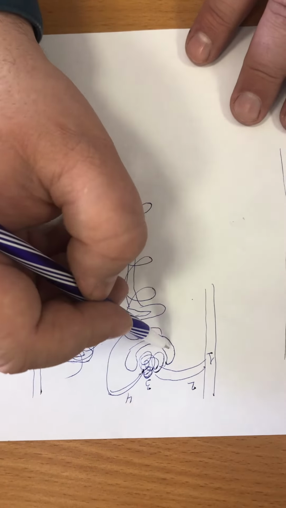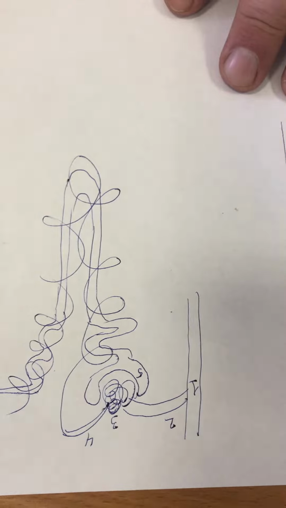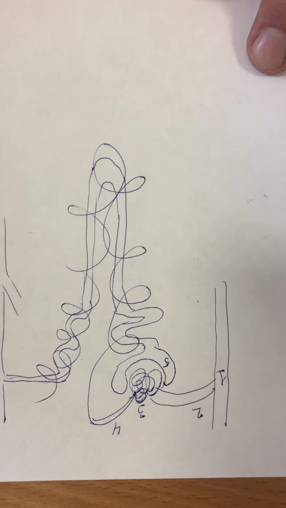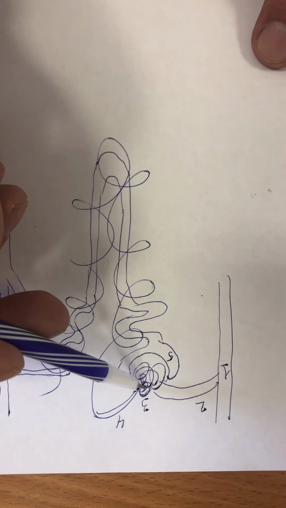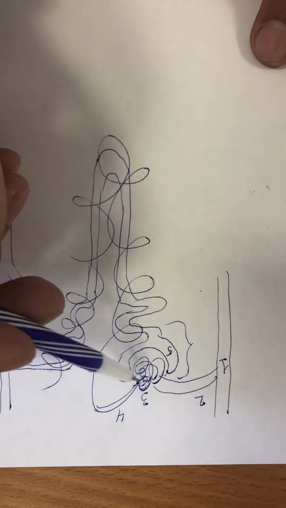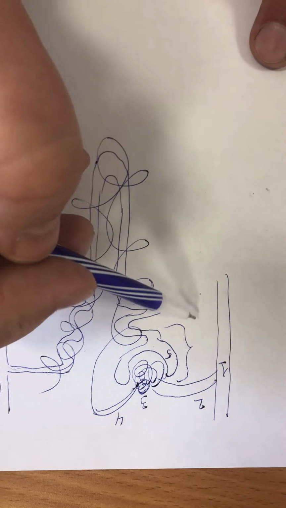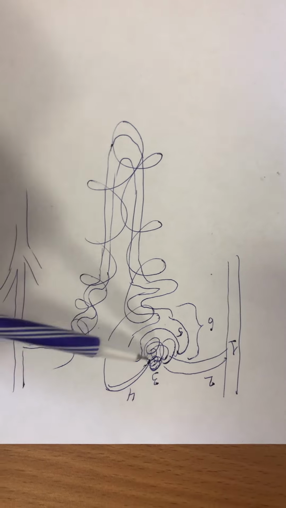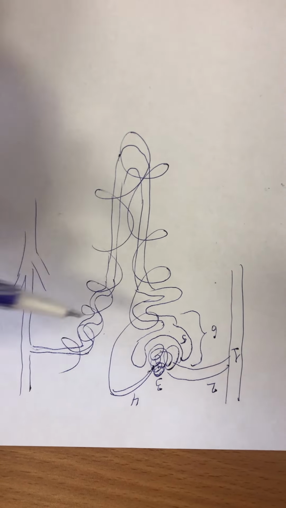Number five is the capsule of the nephron, Bowman's capsule, and together glomerulus and Bowman's capsule, number 3 and number 5 together, that is corpusculum renalis. Corpusculum renalis consists of glomerulus and Bowman's capsule.